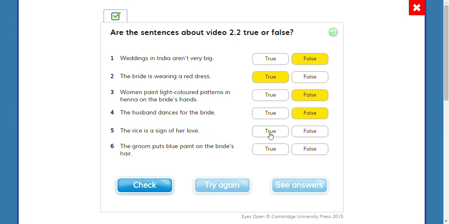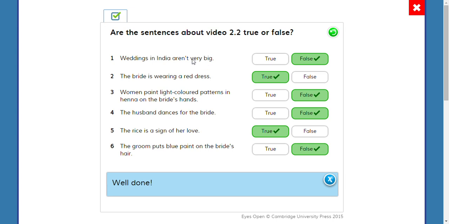Okay. The rice is a sign of her love. Yes, also in Peru, no? Remember? When you go to a wedding, they throw the couple rice for good luck. In this case, sign of her love. Number 6. The groom puts blue paint on the bride's hair. True or false? False. Okay, let's see. Weddings in India aren't very big. It was false. Now let's check the answers.